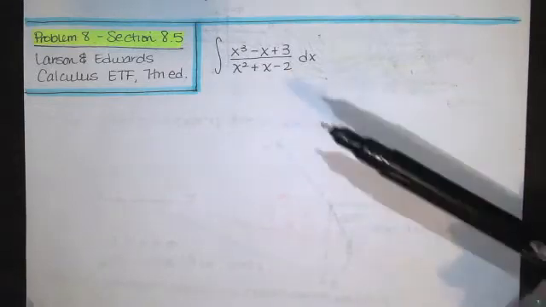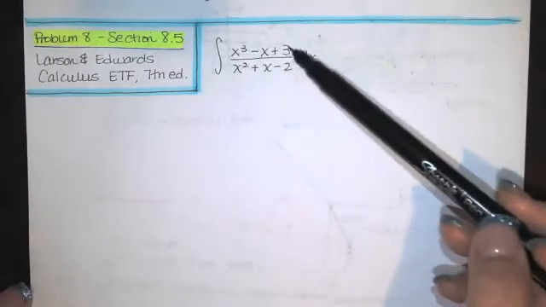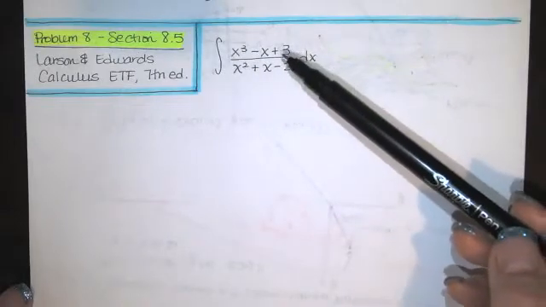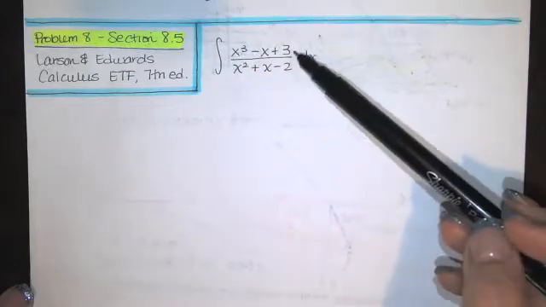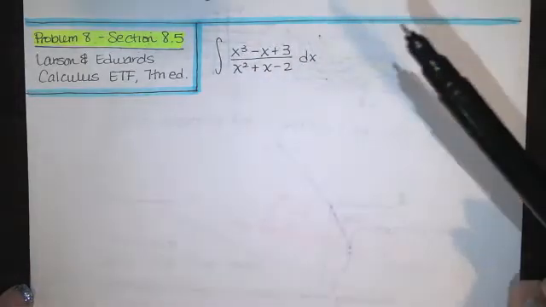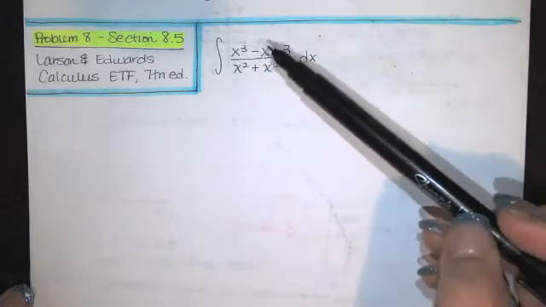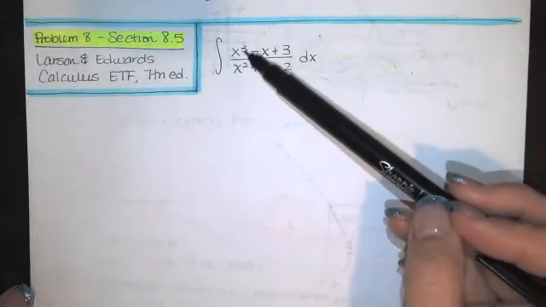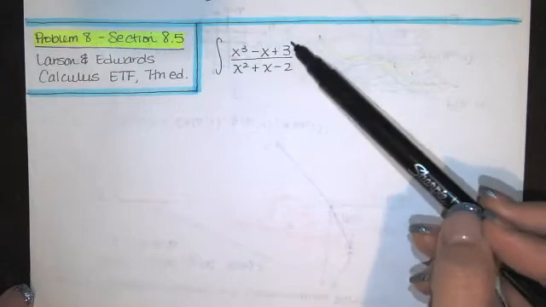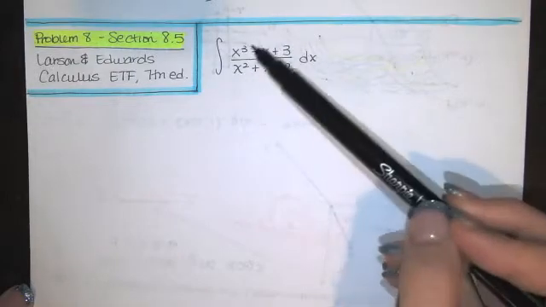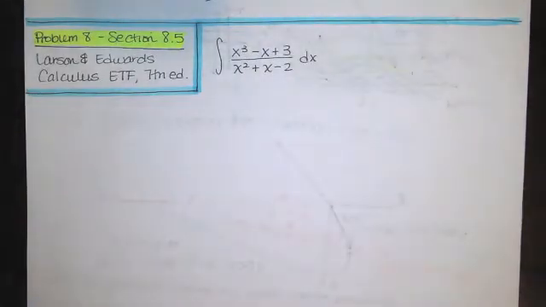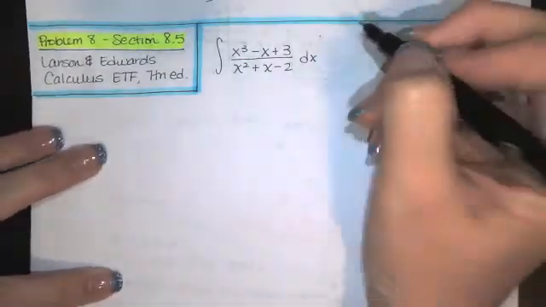I want you to notice that the degree of the polynomial in the numerator is degree 3. Remember, the degree of a polynomial is just the highest degree of any term. And if you're talking about polynomials in one variable, the highest degree of any term is just that largest exponent. So this is degree 3 and this is degree 2. When the degree of the polynomial in the numerator is greater than the degree of the polynomial in the denominator, we have to use long division before we use partial fraction decomposition. So let's write that down.